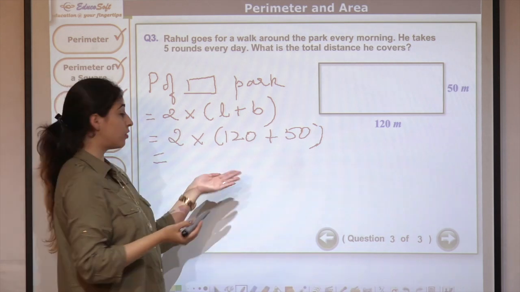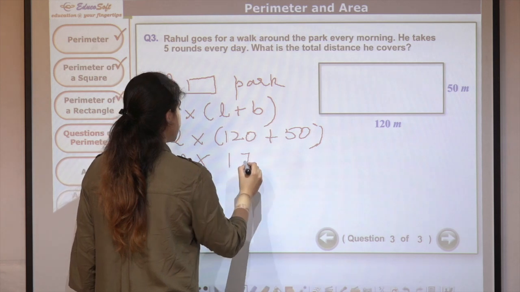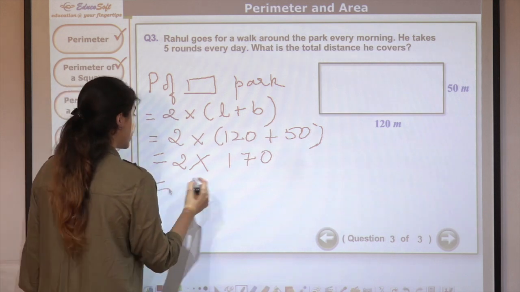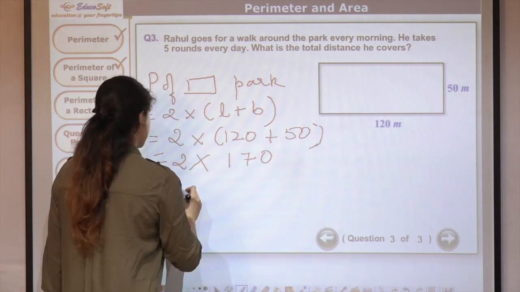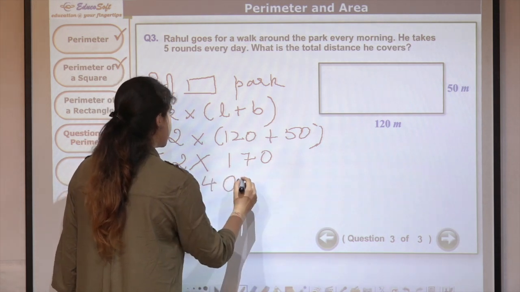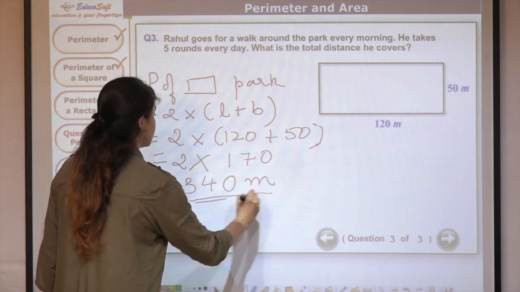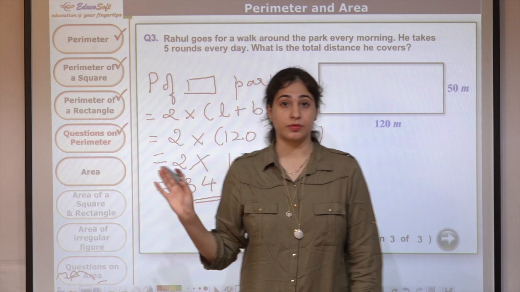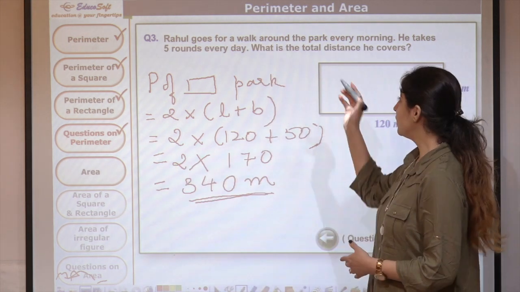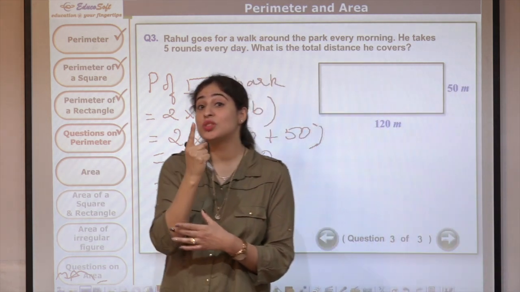Using BODMAS, let us solve it. 2 times 170, which is, quickly multiply, 340 meters. This is our final answer. Is our solution complete? No. We have to find the total distance he covers. This will give us the distance of just one round.